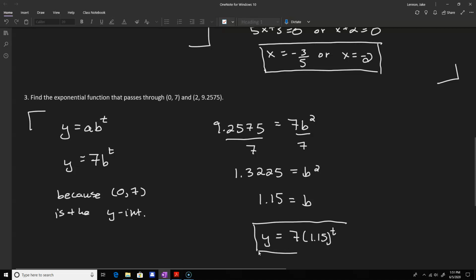Similar to linear functions, there are two parameters we have to solve for, so we have to use both points and plug them both in. Okay, let's move on to number 4.